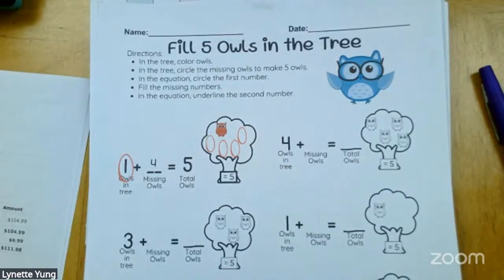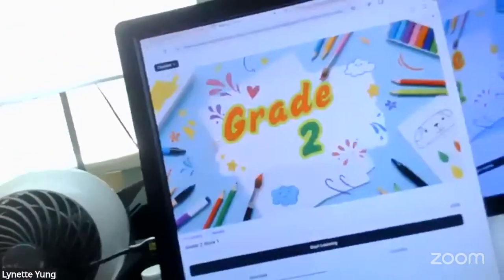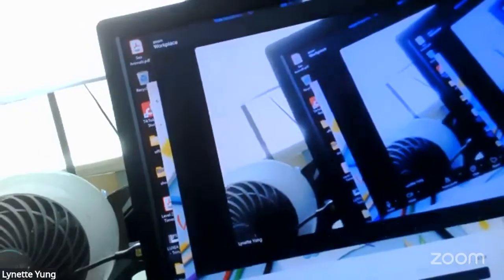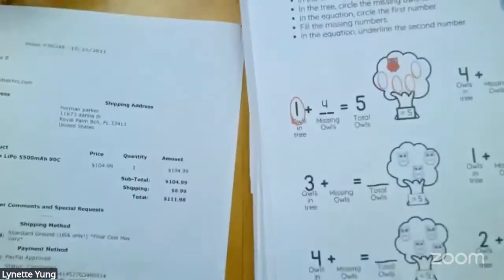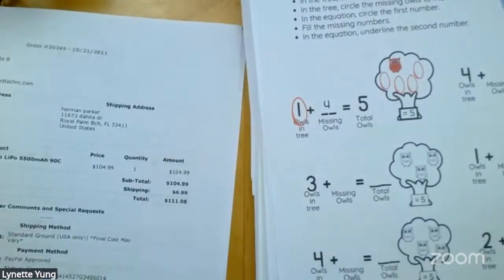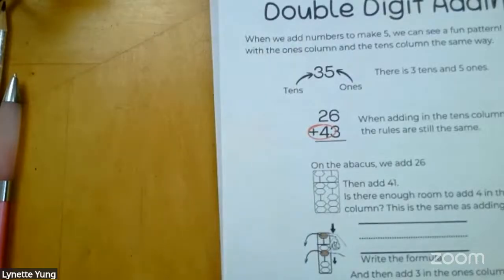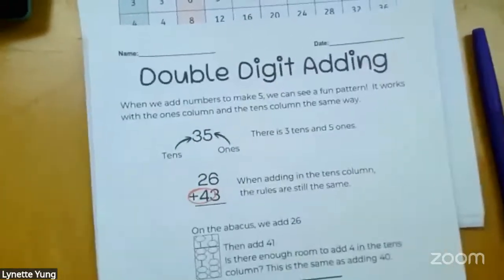Is that pretty good? I cannot find it. So I don't know if this is going to work. Oh, you know what? Hold on. Oh, I know what it was. Excuse me, pardon me. It was the double digit adding and the double digit subtracting. Yeah, that's where it was, because I have the double digit adding and then I have the double.